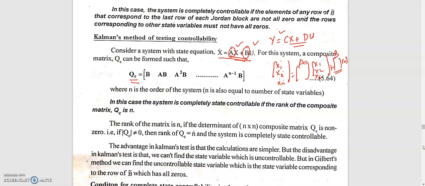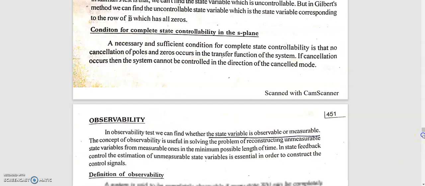So this is the state equation. First form the state equation and form the matrix B, AB, A squared B, up to A raised to n minus 1 into B, where n is the number of state variables. If I have three state variables x1, x2, x3, my matrix will become B, AB, A squared B, because n minus 1 equals 2. This is the matrix QC. To check the controllability of the system, find the determinant of this matrix QC you have formed, and if the determinant is not 0, your system is controllable. This is how you check controllability using Kalman's test.